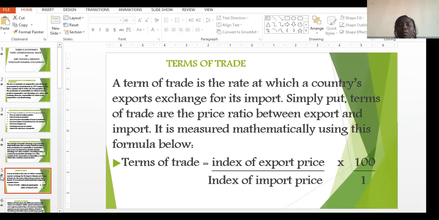So we have the term of trade to be index of export price over index of import price multiplied by 100 over 1. So the term of trade is just talking about the rate at which countries exchange goods. The rate at which export is exchanged for imports. And to get your term of trade, you divide the index of export price by index of import price, and then you multiply it by 100. That is your term of trade.